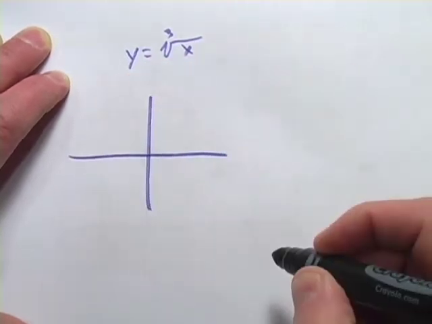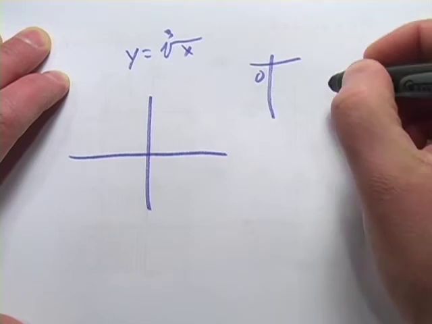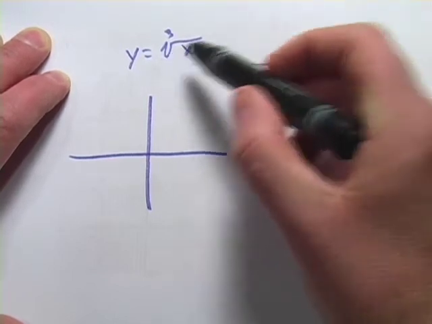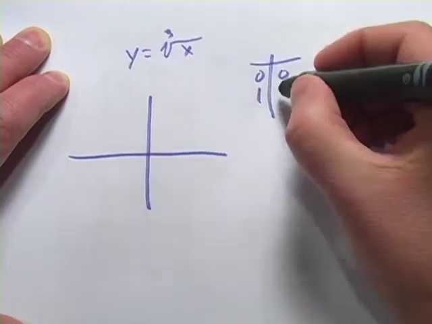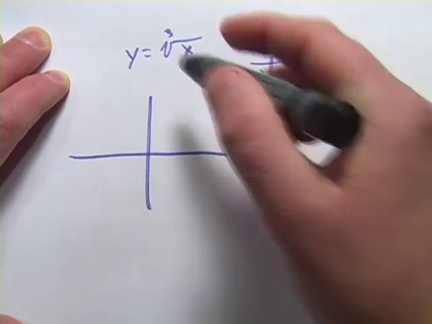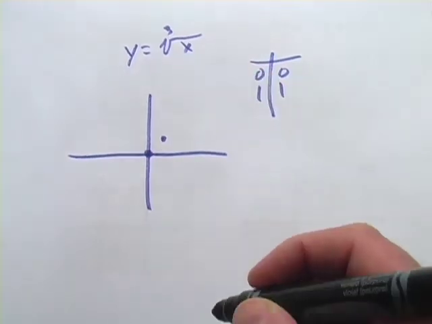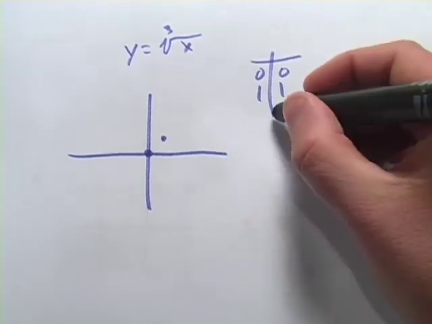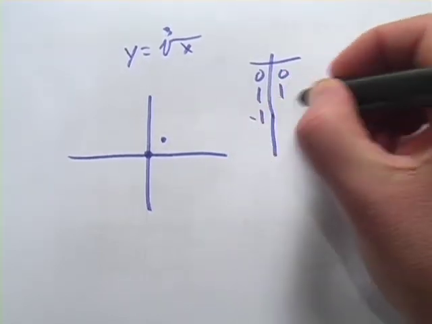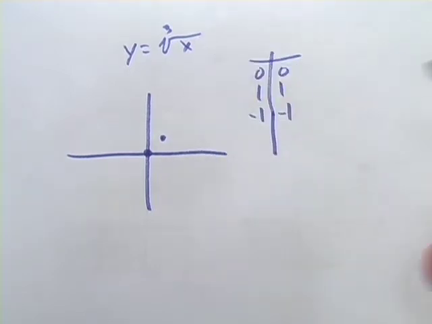Well, if you're not sure, you might want to start a chart, a table of values. Let's put in 0 for x. We would get out 0 for y, because the cube root of 0 is 0. If I put in 1 for x, I'd get out 1 for y, because the cube root of 1 is 1. So here I've got 0, 0, and 1, 1. With the cube root, with any odd root functions, I can put in negative numbers. That makes sense. And if I put in a negative 1, I get out a negative 1, because the cube root of negative 1 is negative 1. So I've got that point.